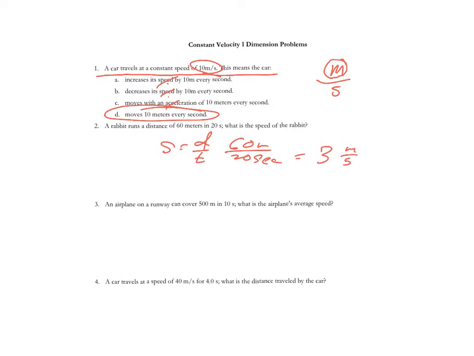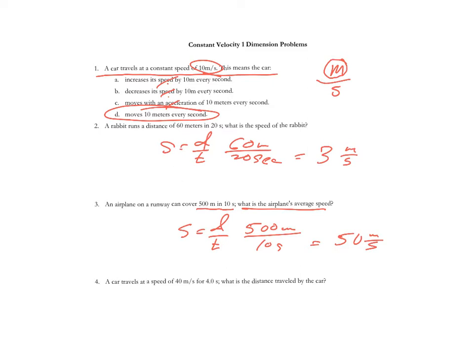An airplane on a runway can cover 500 meters in 10 seconds. What's the airplane's average speed? Just been there, done that, right? 500 meters in 10 seconds. I think that's 50 meters per second.